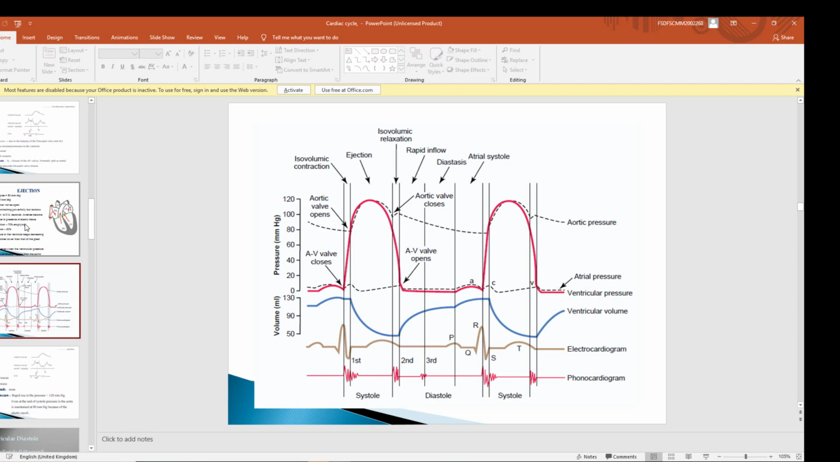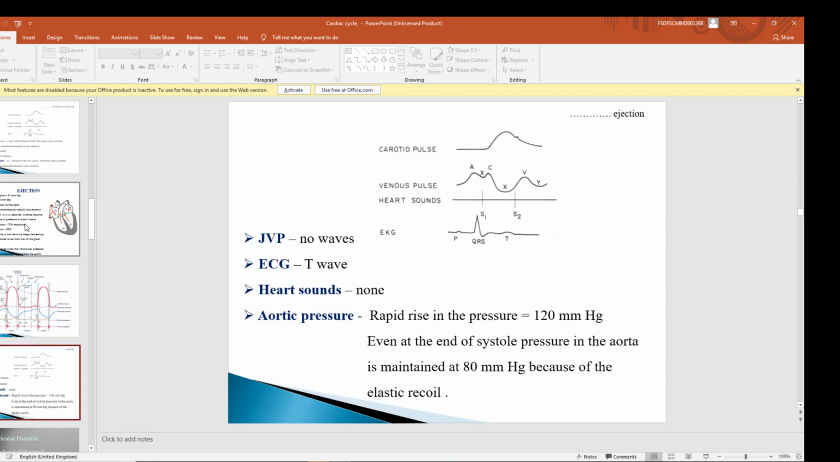And when the pressure drops, there is closure of the atrioventricular valves. There is opening of atrioventricular valves and the closure of the aortic valves occurs. So this is how the ventricular pressure changes take place in the course of the cardiac cycle.